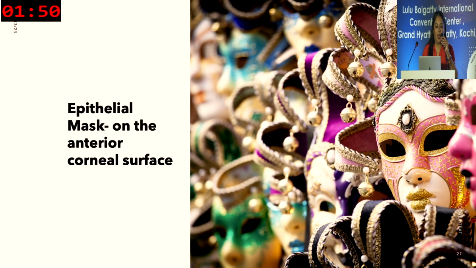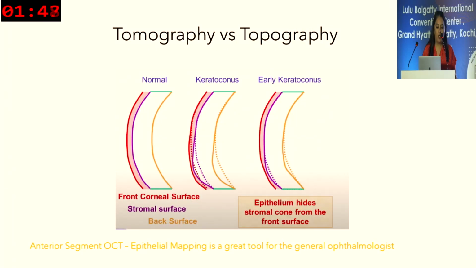Now coming to the epithelial mask on the anterior surface, this is just to show a representative that the epithelium tries to regularize whatever is irregular. So in a normal surface, the epithelium will be regular. However, if you have a small stromal cone, the epithelium over the cone tends to become thinner so that the overall corneal surface looks normal.